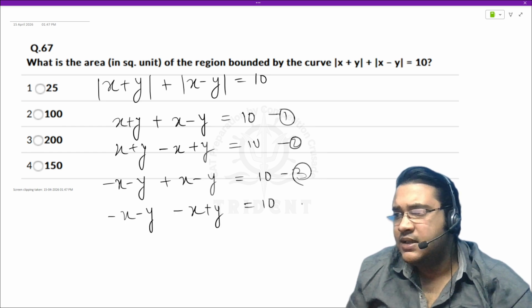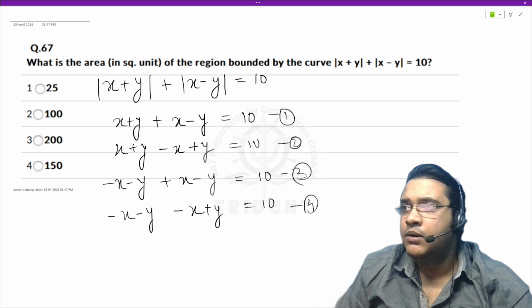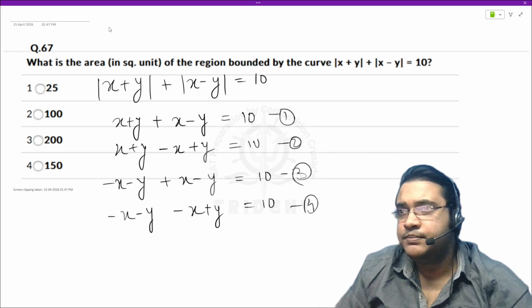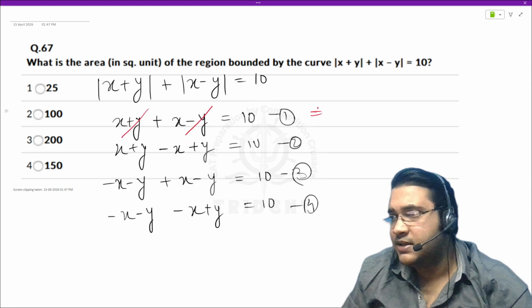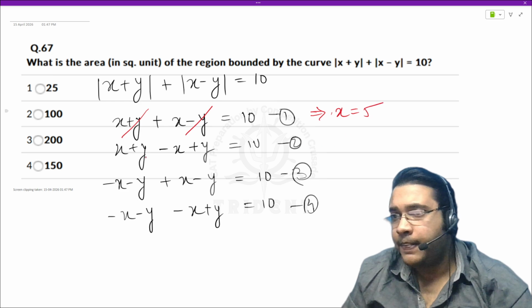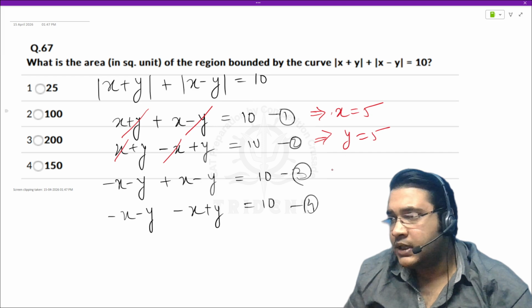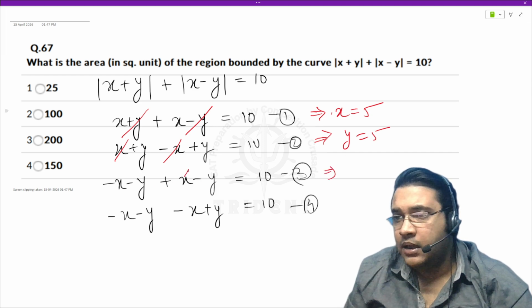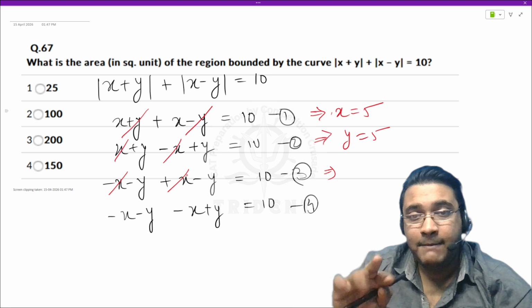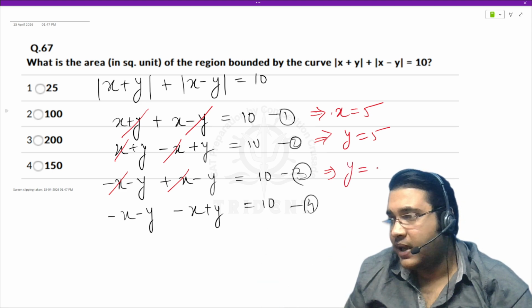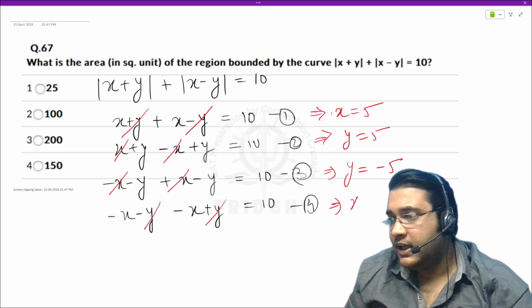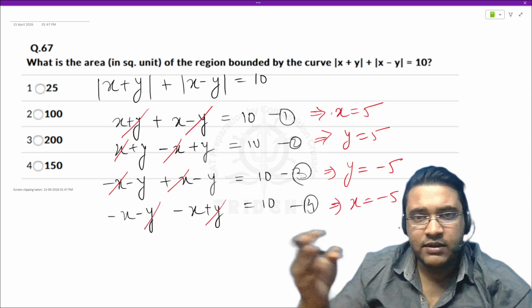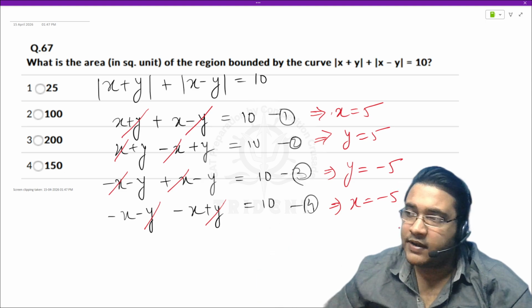Now let's see if we can simplify this a little bit. I'll try to use a different color maybe. In the first part, you can see y cancels out, so you get 2x equals 10. This implies that x equals 5. Here you can see x cancels out, which means y equals 5. Over here you can see plus x and minus x cancel out, minus 2y equals 10, that is y equals minus 5. And here y cancels out, so x equals minus 5, right? So x equals 5, y equals 5, minus 5, minus 5. These are lines per se.